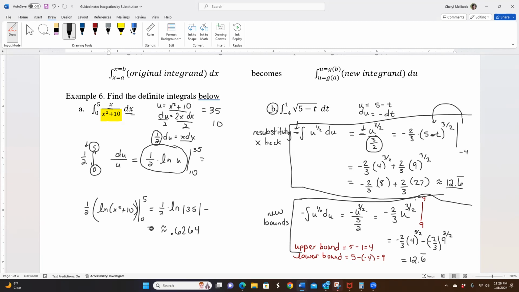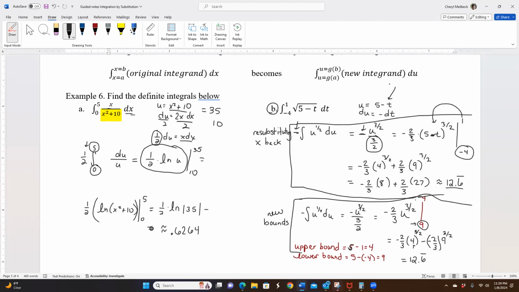Now, if you had not resubstituted the 5 minus t back in for u, you could change your bounds of integration and do it that way. So the upper bound would have been 5 minus 1, which is 4, and we put that in here for u. And our lower bound would have been 9. So we'd take 5 minus, nope, I'm sorry, our lower bound was a negative 4. So we'd take 5 minus a negative 4, which gives us the 9. And we wind up calculating the same thing we did above and getting 12.6 repeating.